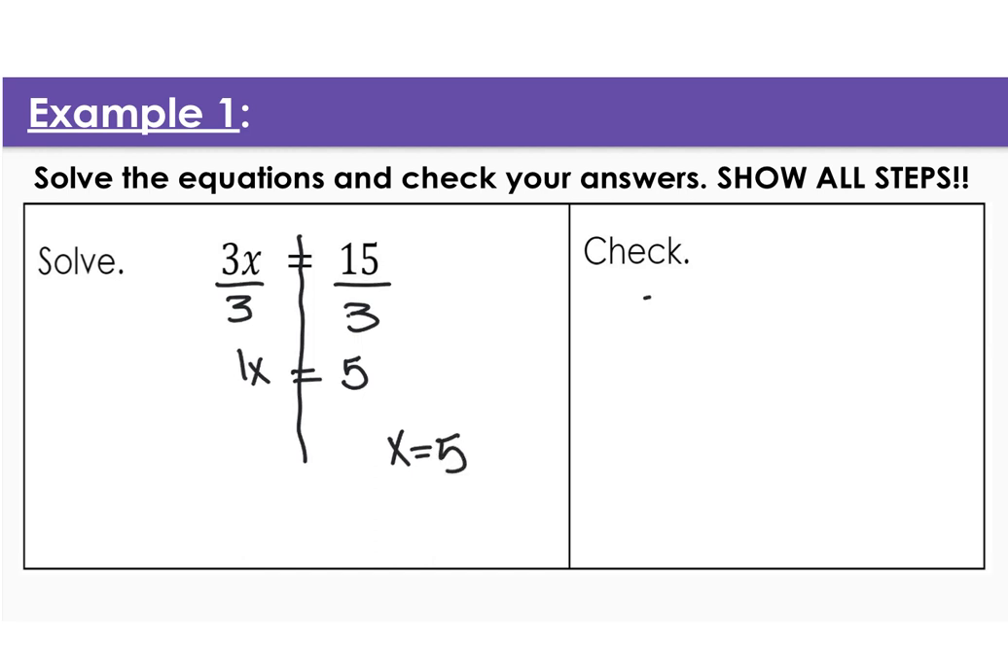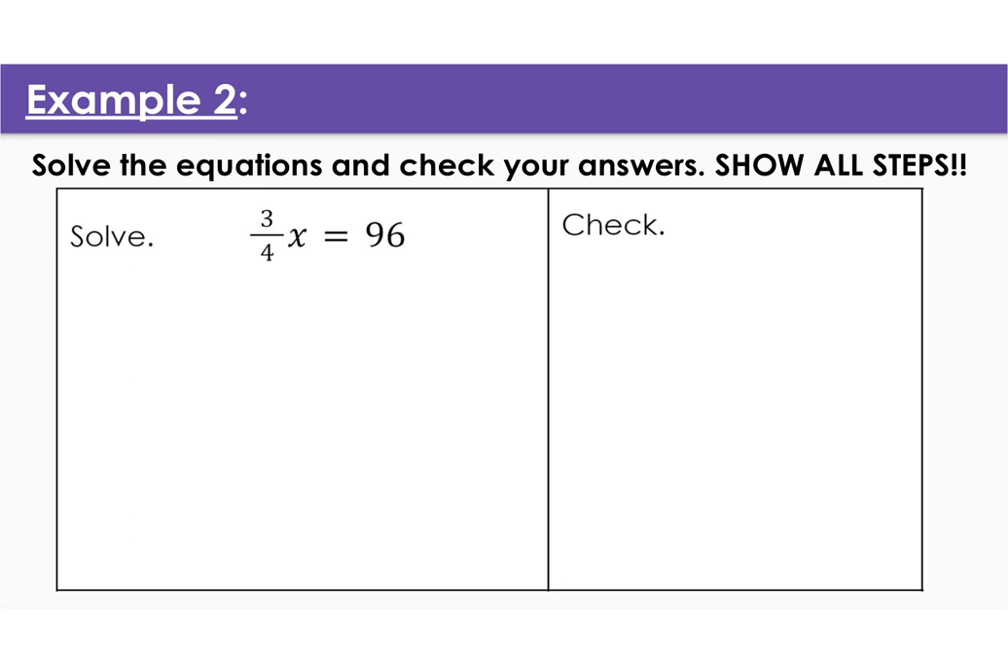So we need to check ourselves. We have 3x equals 15. That's what we're given, and we are saying a solution to that is x equals 5. So now I'm going to substitute and put 5 in for x. Simplify both sides. I get 15 on both sides. Does 15 equal 15? Absolutely. So our solution works. x equals 5 is a solution.